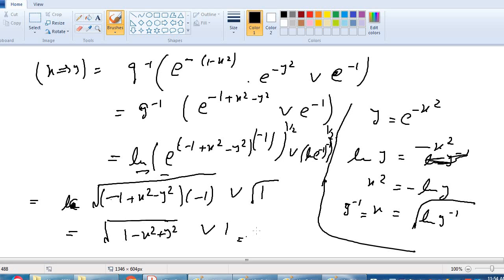So here we can see it is 1 if x is less than or equal to y, and the square root of 1 minus x square plus y square if x is greater than y. So this completes the theorem. Thank you very much.